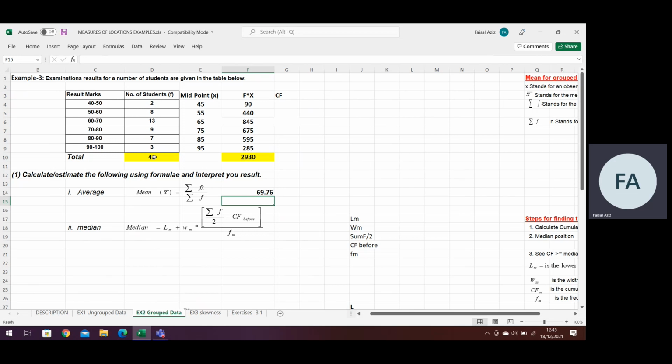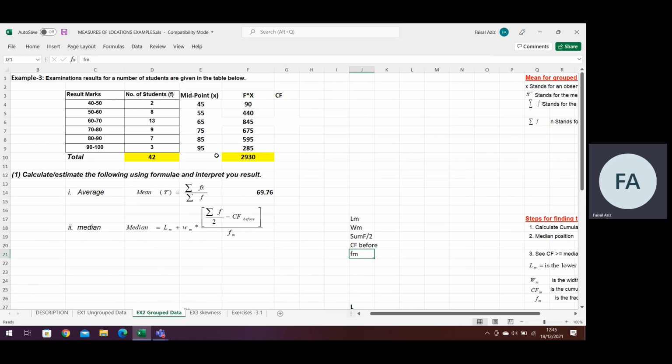The next is about the median. If you look at the median formula, it says Lm plus Wm times summation f by 2 minus cumulative frequency before, divided by Fm. To make it simpler, I have listed all these variables of the formula in this column: Lm, Wm, sum f by 2, cumulative frequency before, and Fm.